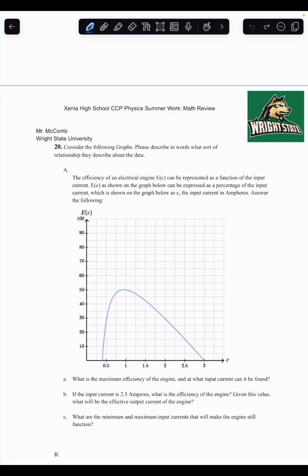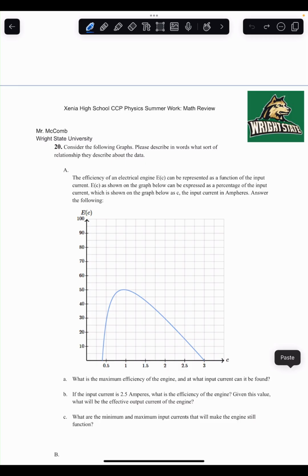Okay, so let's take a look at this. The efficiency of an electrical engine, E of C, E is a function of C, can be represented as a function of the input current. E of C is shown on the graph below and can be expressed as a percentage of the input current, which is shown on the graph below as C, the input current in amperes. Answer the following. Okay, so before we do anything, let's just take a look at what we're looking at here, right? What is this telling us?